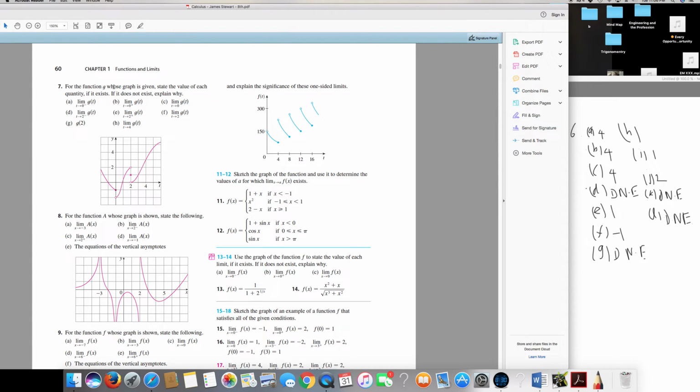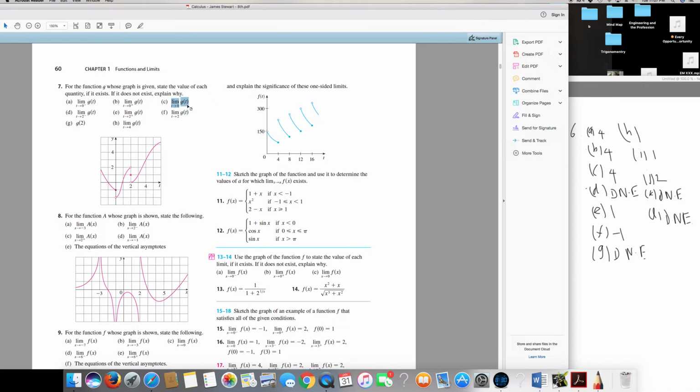Okay, here are some interesting questions, so I'm just going to go through this faster. For function g whose graph is given, state the value of each quantity which exists, or say it does not exist. So the first one is asking the limit of g of t as t approaches 0 from the left hand side. When it approaches 0 from the left hand side, what's the y value? Negative 1. So the answer is negative 1 for A. And B, t approaches 0 from the right hand side, the answer is negative 2 because it is approaching negative 2.